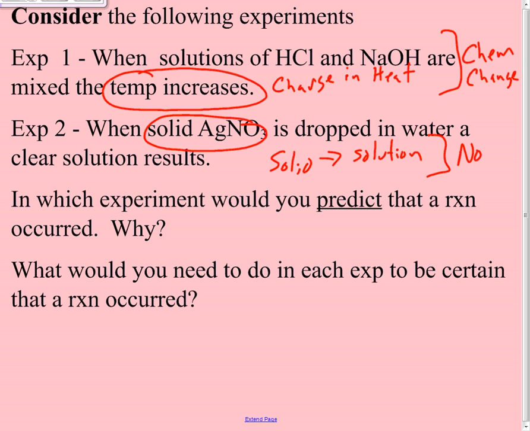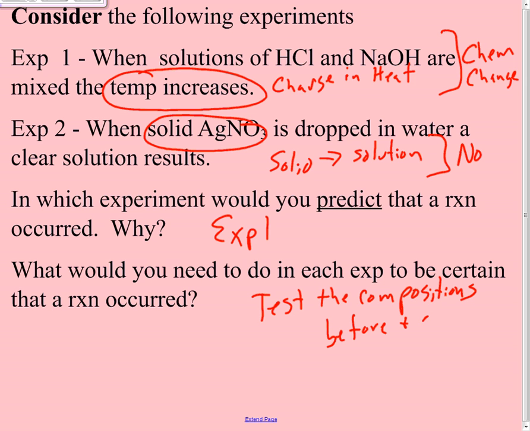So we'd say what? In which experiment would you predict a reaction? Experiment 1. Once again, what would you need to do to determine for sure? Hey, you've got to test the compositions before and after. Before and after. That's the only way we know for sure. If they're the same composition, no reaction occurred. If they're different, a reaction occurred. A chem change occurred. Good.